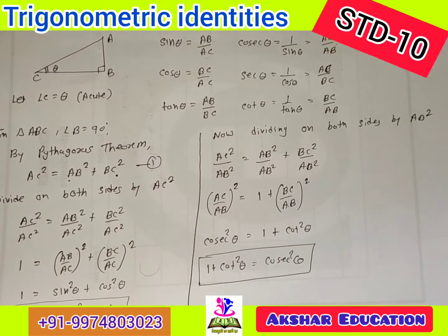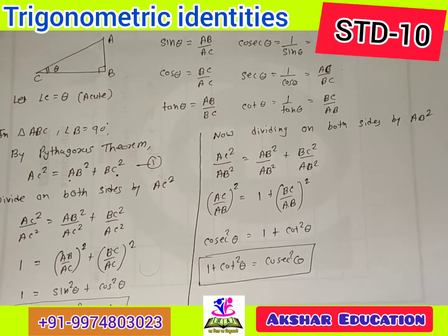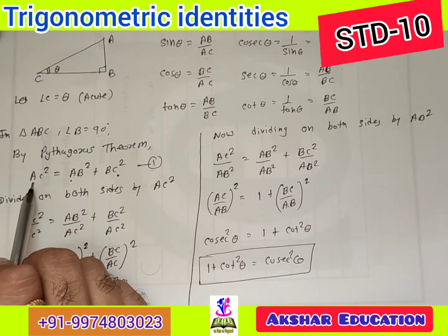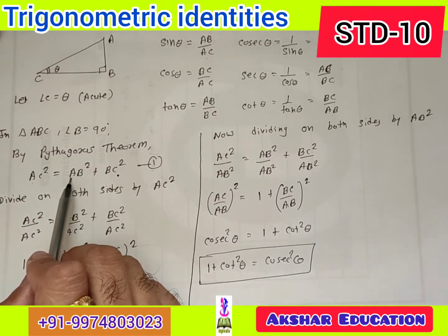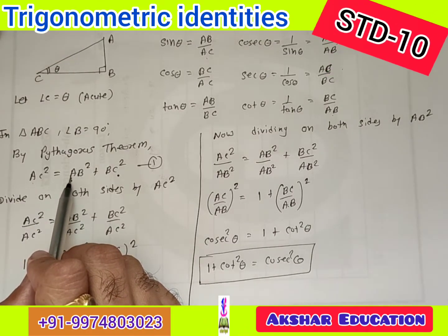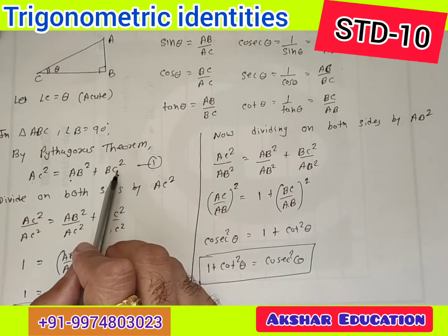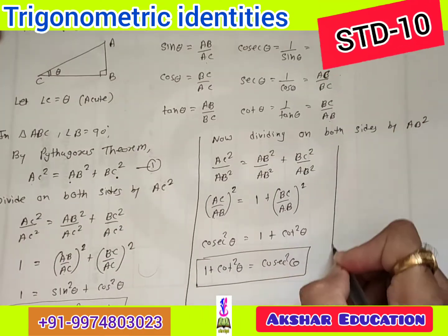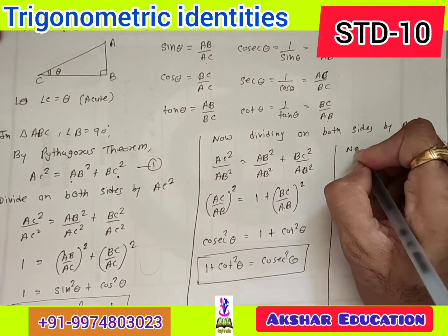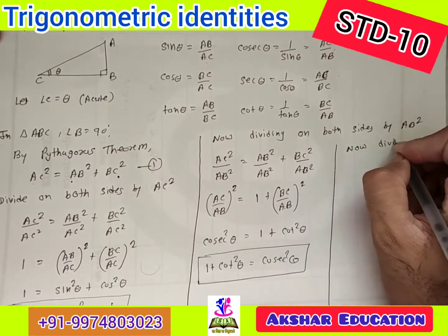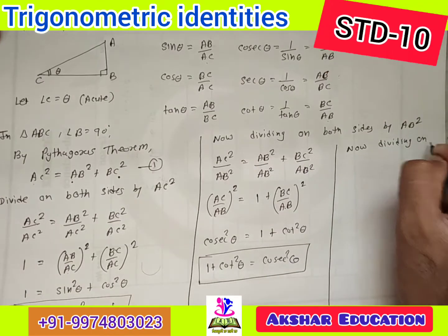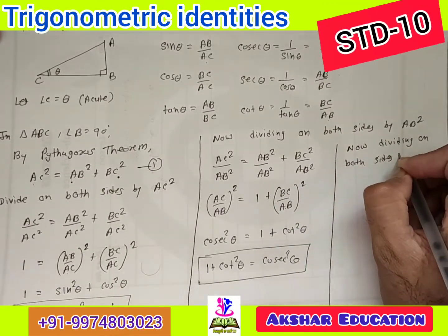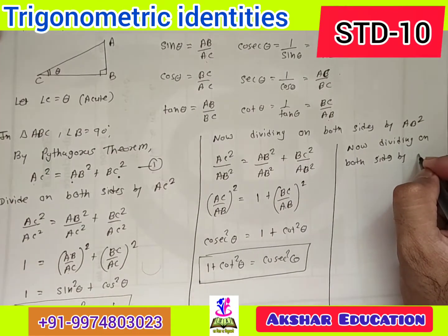Now we can also get our third identity. First we have divided this equation by AC square. Secondly we have divided this equation by AB square. Now we have a third option, we can divide this equation on both sides by BC square. Now dividing on both sides by BC square.